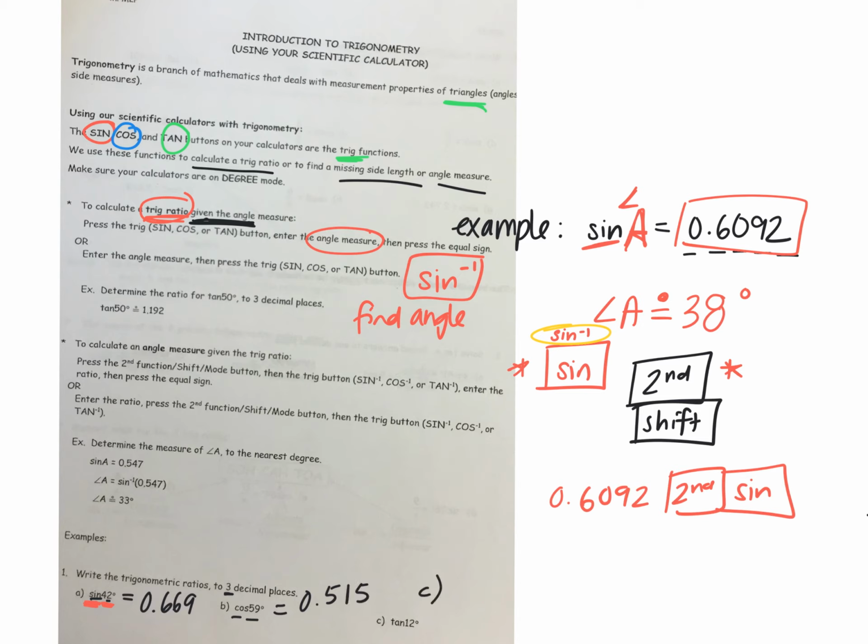And what's the last one? What's the question for C? Tan 12 degrees. So same thing. You're going to type in tan 12, or 12 tan. I don't know the order. And what do you get for tan 12? What's the trig ratio for tan 12? 0.212. You're going to round it. Okay, round it to the nearest thousandth.